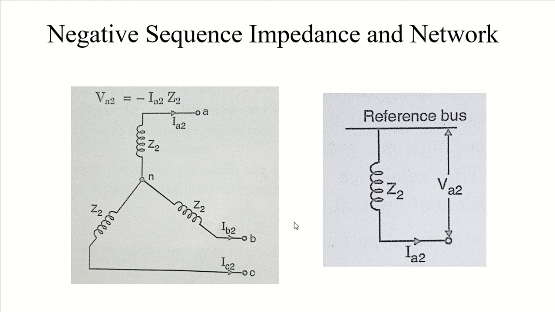So the reference bus is again at the ground potential, and you can give the negative sequence voltage of terminal A with respect to the reference bus using this formula. Yes, you can see here VA2 is equal to minus IA2 into Z2. So that is the formula for your negative sequence voltage of terminal A with respect to the reference bus.